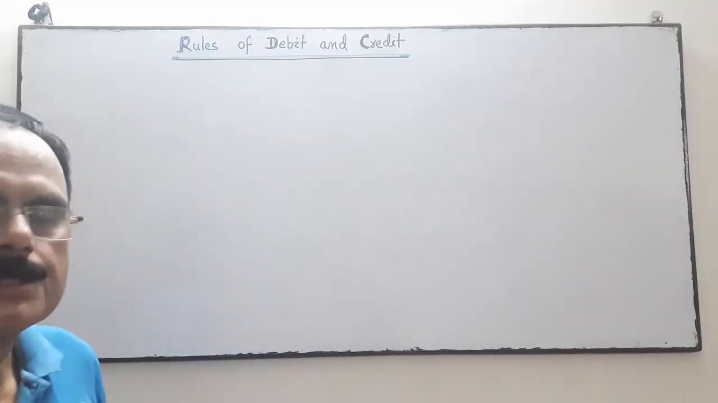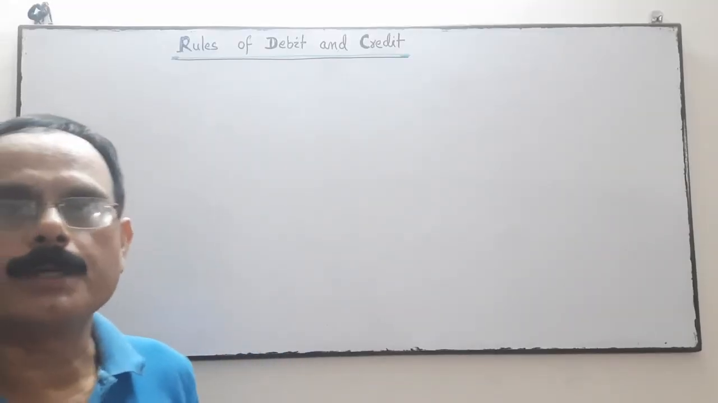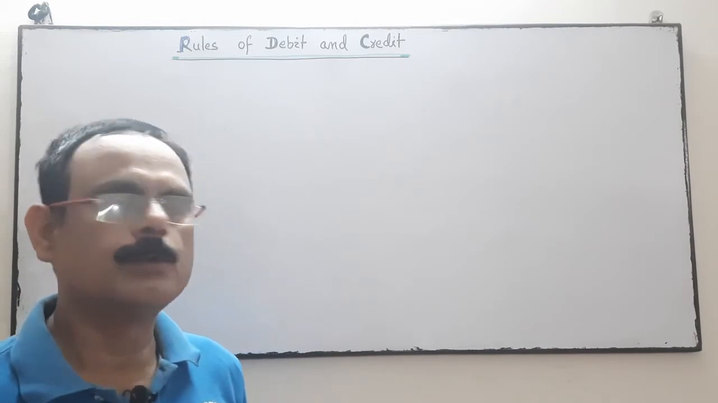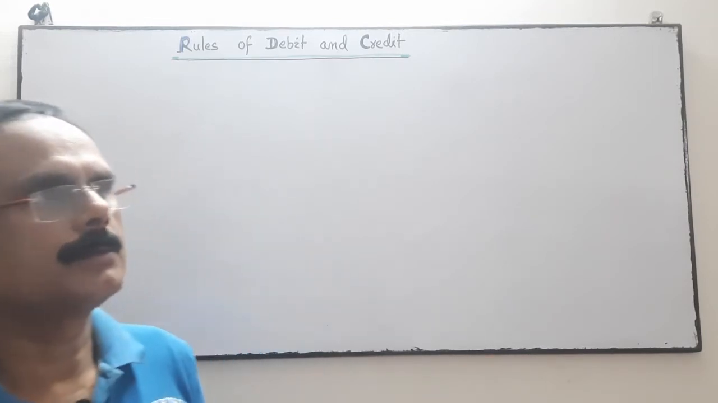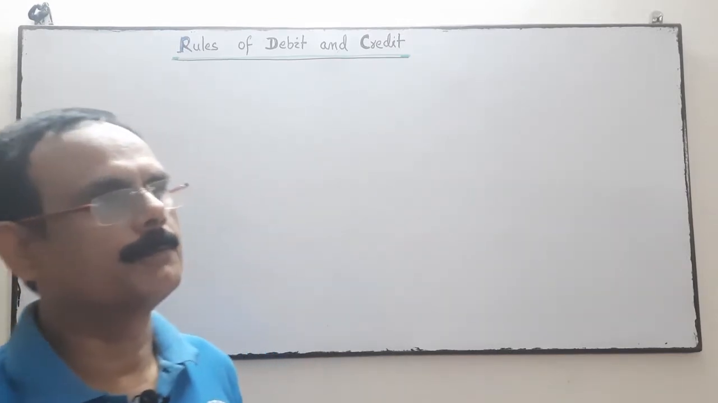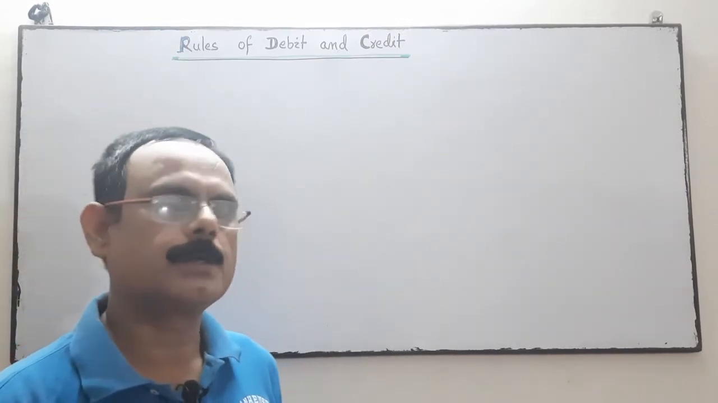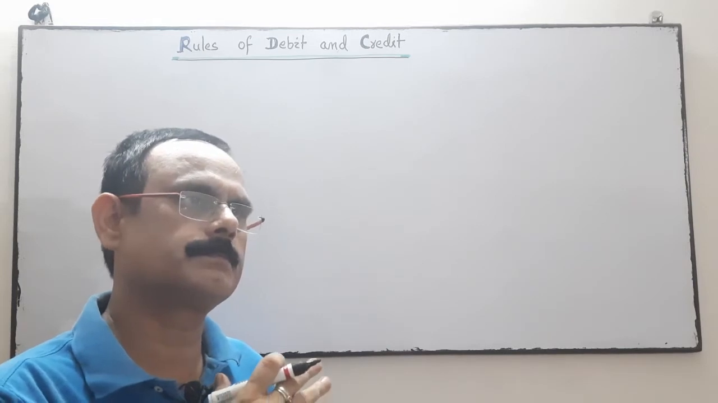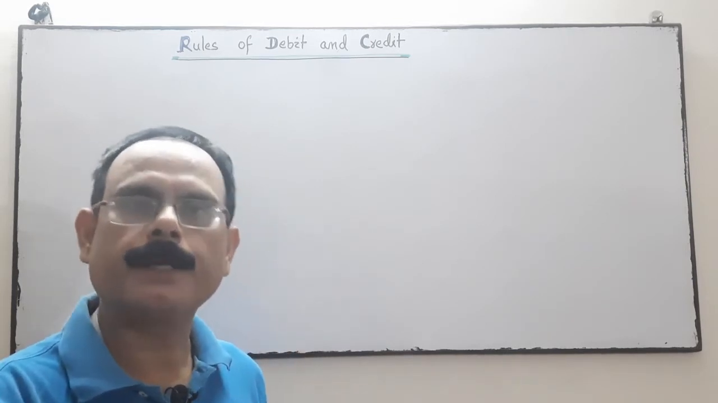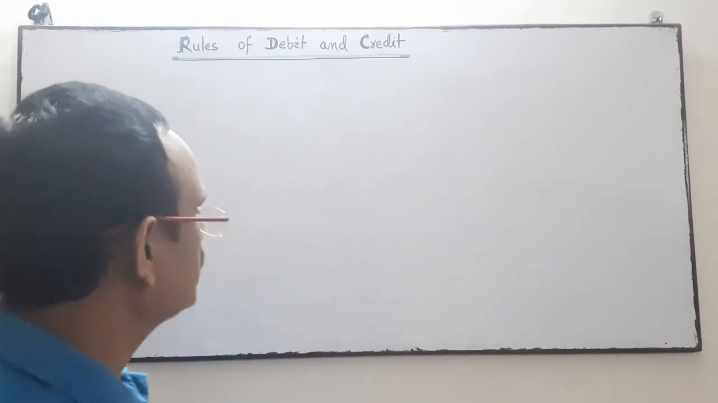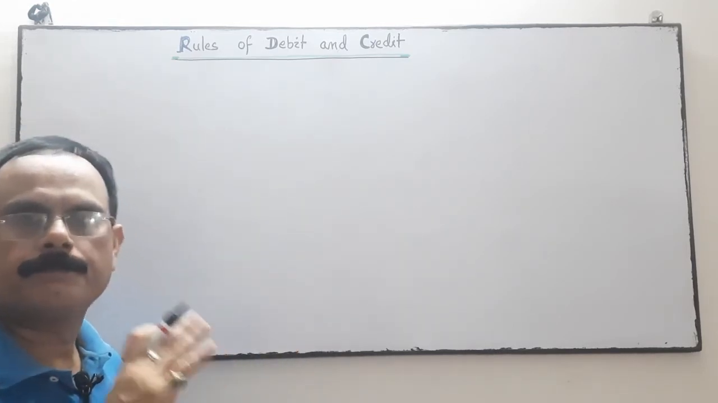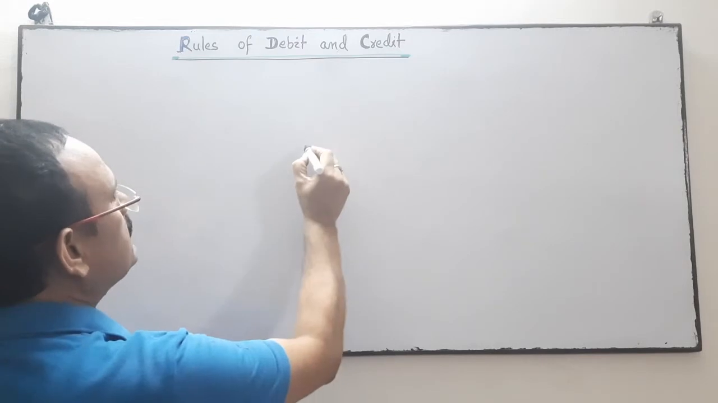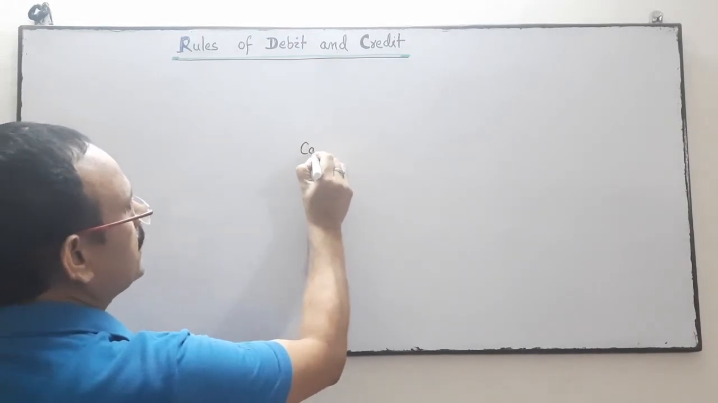Now come to the next topic under the accounting equation, rules of debit and credit. We know that we maintain accounts under different names. An account is drawn in T shape. For instance, a cash account.